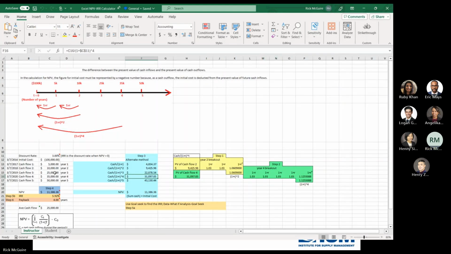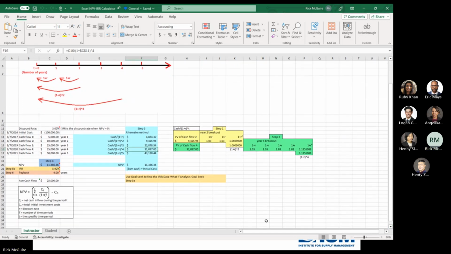So what you can see here in the way it works, here's your cash flows. Here's your initial outlay, $100,000, and your cash flow, let's call it profit, for each of the next 5 years. So the way the formula works is it's cash, so $5,000 divided by 1 plus the interest rate. We're using a 3% interest rate here.